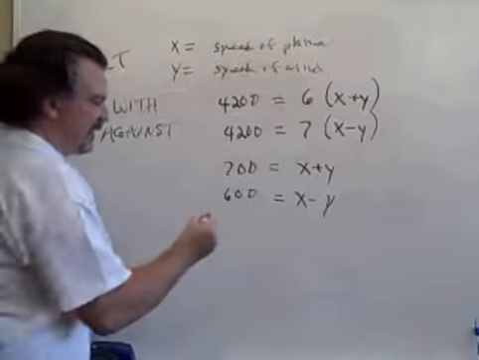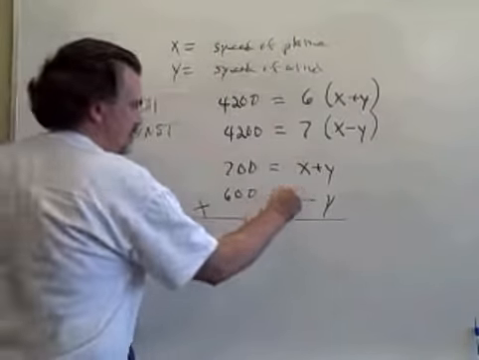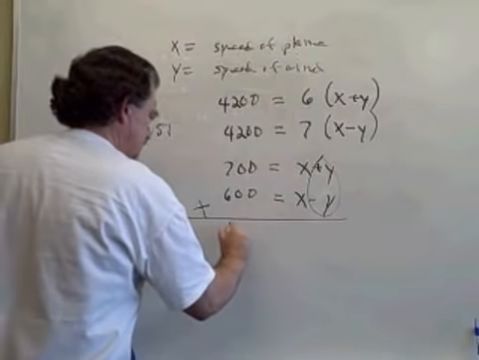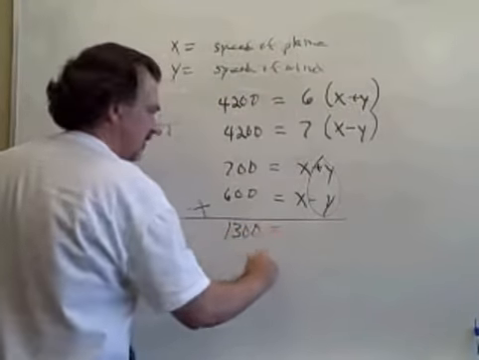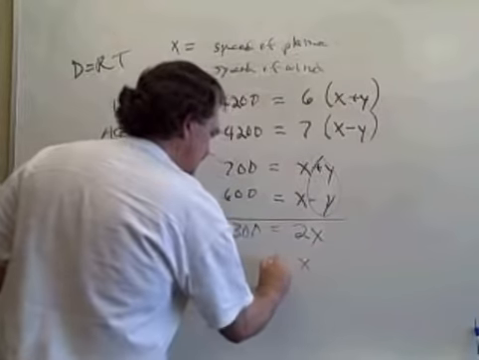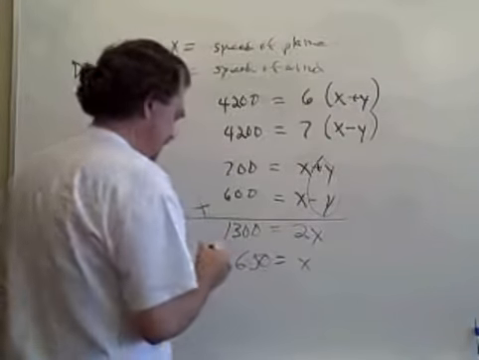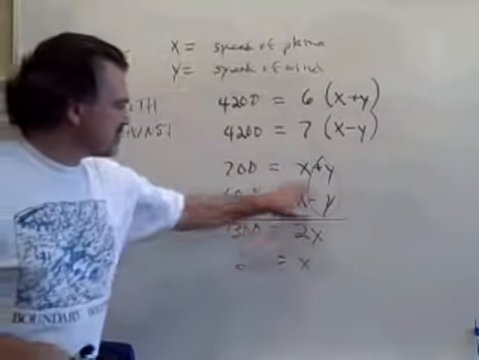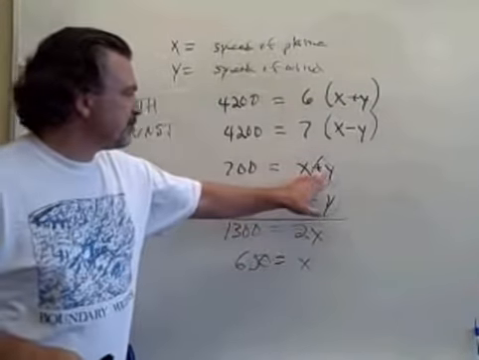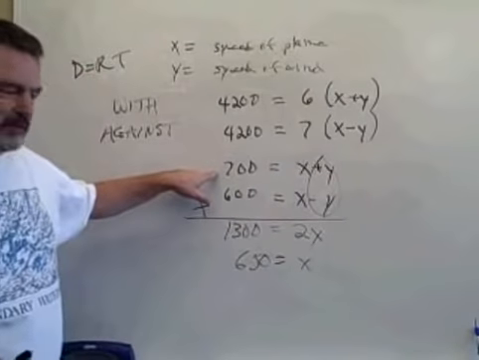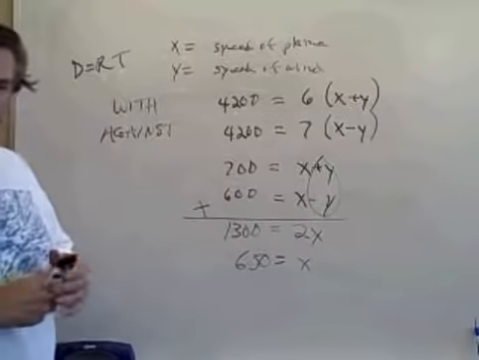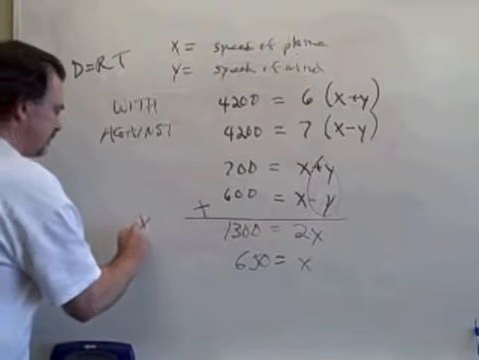Oh, and look what I have now. I've got a nice system of equations that when I add them, the y's disappear. And I get 700 plus 600, that's 1,300, equals 2x. So x equals 650. And if x is 650, 650 plus 50 would make 700, wouldn't it? And 650 minus 50 would make 600, so that tells me y has to be 50.